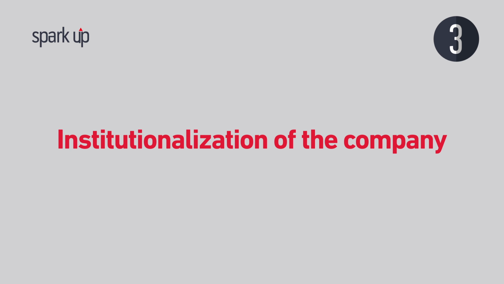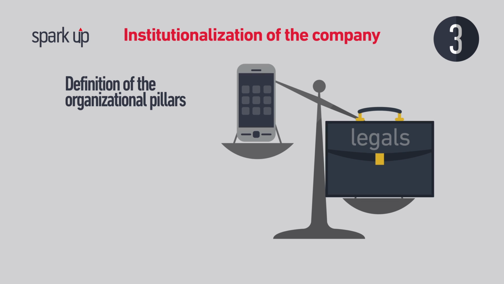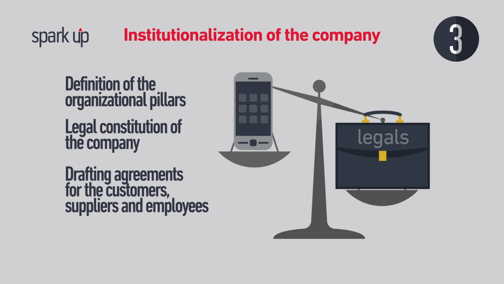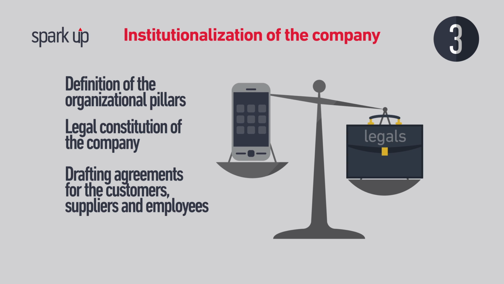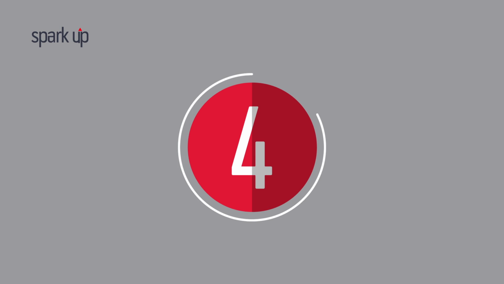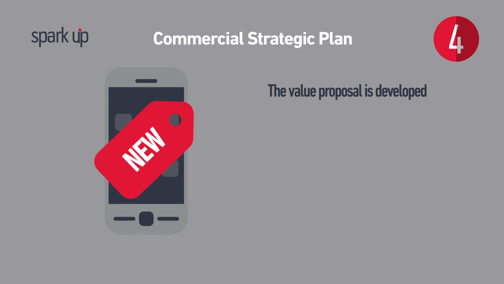3. Institutionalization of the company. Step 3 includes the definition of the organizational pillars, the legal constitution of the company, drafting agreements for the customers, suppliers, and employees, as well as fiscal terms. 4. Commercial strategic plan. The value proposal is developed.